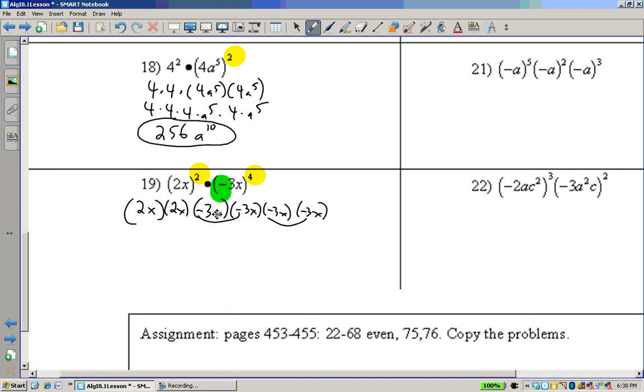We have 1, 2, 3, 4, 5, 6 x's. I see 2 to the 2nd, which is 4, times 3 to the 4th. There's 1, 2, 3, 4 threes. So 3 to the 4th. What's 3 times 3? It's 9. Times 3 is 27. That's 3 threes. Times 3 is 81. That's 4 threes, and that's what we're looking for. So 4 times 81 times x to the 6th, and 4 times 81 is 324.